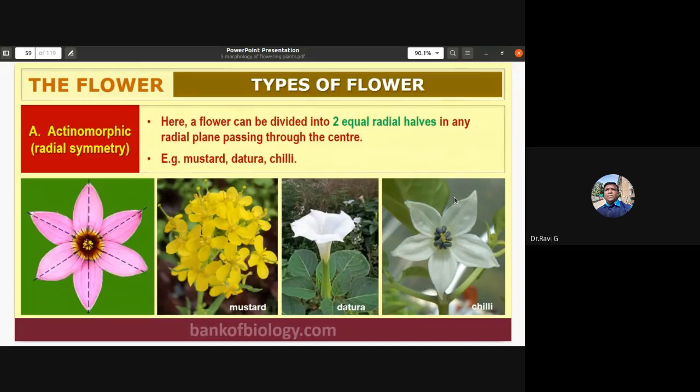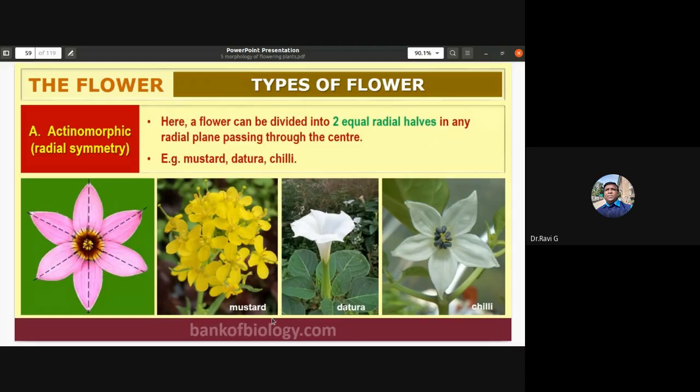So actinomorphic or radial symmetry. Here a flower can be divided into two equal radial halves in any radial plane passing through the center. See in the first slide, you can see that three radial planes are given which are passing through the center. All these three radial planes can divide the flower into two equal halves. Such a symmetry, we call actinomorphic flowers or radial symmetry.